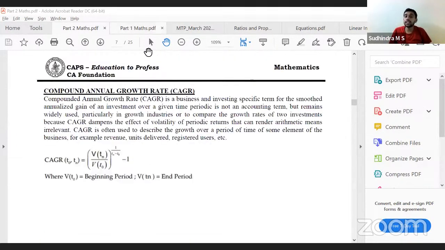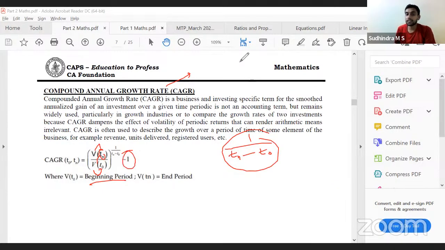Last concept, we have something called CAGR, which is normally used in case of investments, shares, mutual fund investments, etc. They go with CAGR, compounded annual growth rate. It's a business and investing specific term for the smoothed annualized gain of an investment over a given time period. It's not an accounting term, but it remains widely used in investment related markets. How do we calculate this? Value of the investment at maturity divided by value of the investment now, that is value at time n divided by value at beginning time t0, to the power of 1 divided by tenure (n minus t0), whole minus 1, we get the CAGR rate.